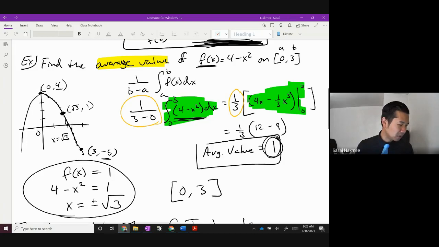So if we're looking at this function right here, 4 minus x squared, there are some positive values up here at x equals 0, and some negative values over here at x equals 3. If I were to add up all these values here, I'd get some number. And then if I were to divide by the distance from 0 to 3, I would get 1. That's what we found out. The average value was 1.